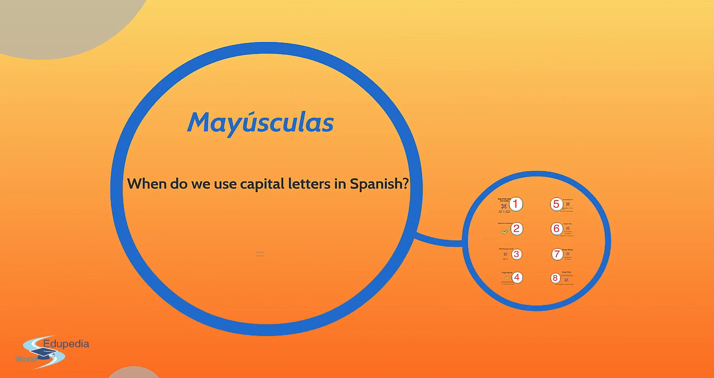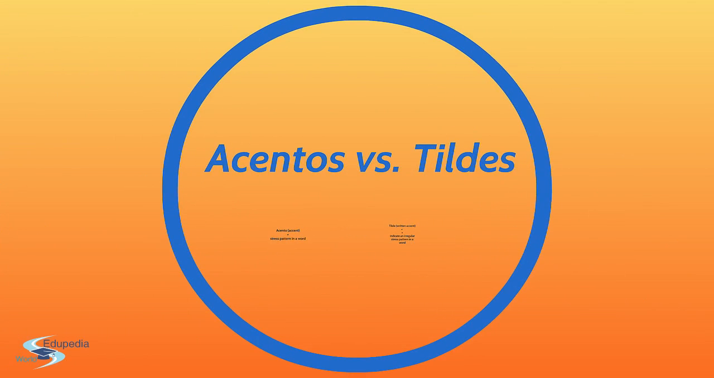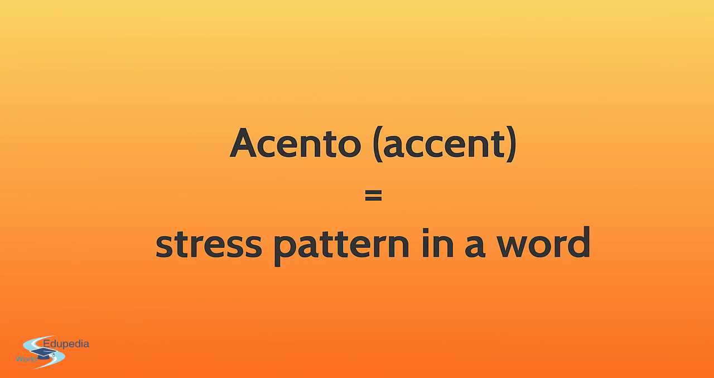Now, let's try to understand what an accent is and how to use it. Well, in Spanish there are two types of words to refer to an accent, okay? You have the acentos and the tildes. Let's see, first of all, the differences between them.